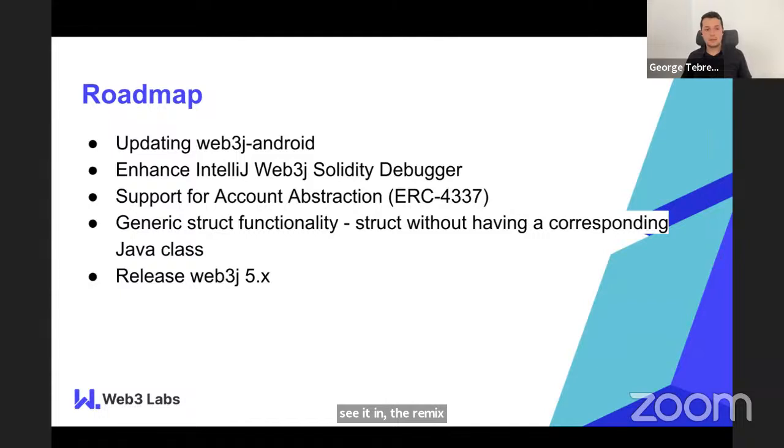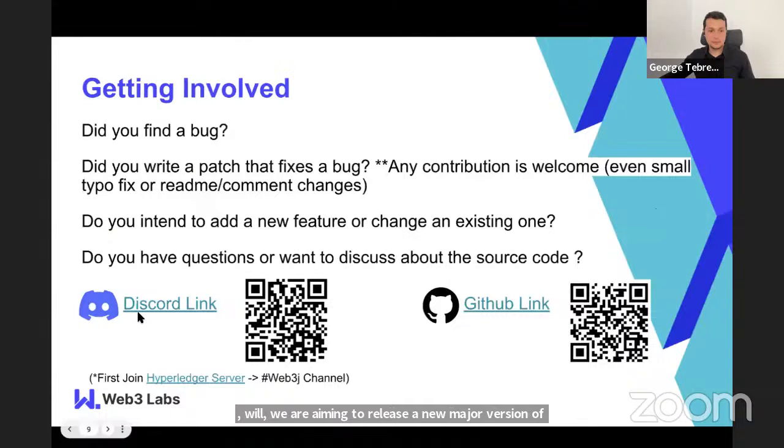Also, one thing that is missing in Web3j and we'd like to add is the generic struct functionality. There we are collaborating with some contributors, and we're trying to add this. And of course, after we add all of these, we are aiming to release a new major version of Web3j.